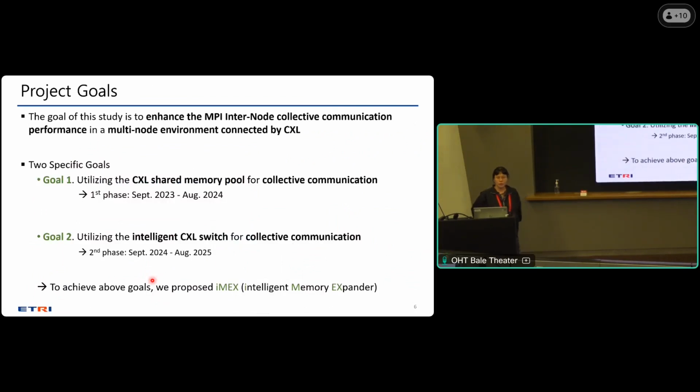So the goal of this study is to enhance the MPI internal collective communication performance in a multi-node environment connected via CXL. And we have two specific goals. The first goal is to utilize the CXL memory pool for the collective communication. And the second goal is to utilize the intelligent CXL switch for collective communication. To achieve these goals, we propose the intelligent memory expander. And in today's presentation, I will share our research progress on the first goal.